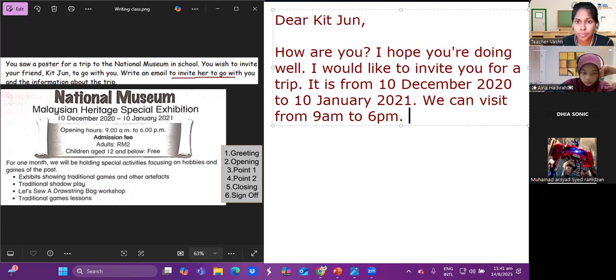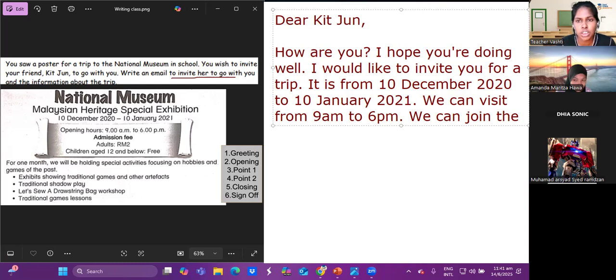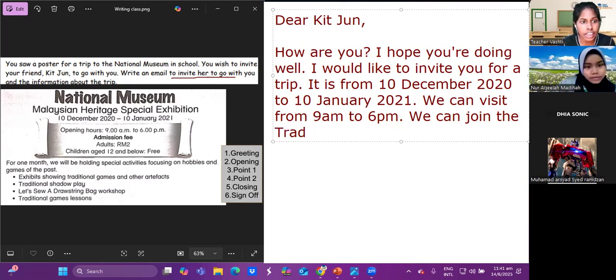We can enjoy the visit. We can join the... choose one. Tak perlulah ambil semua. Just choose one. We can join the traditional shadow play. Okay, traditional shadow play. Okay, we can join the traditional shadow play.